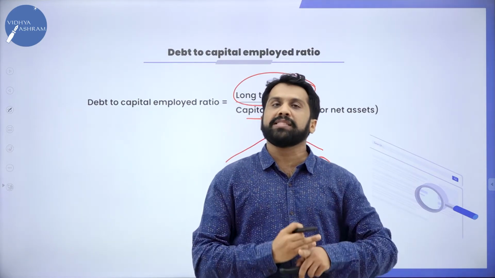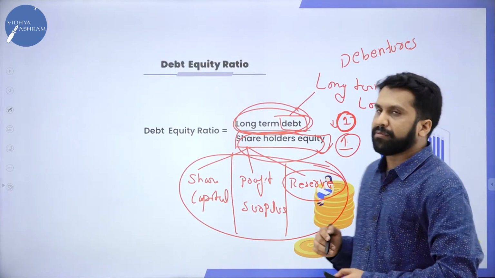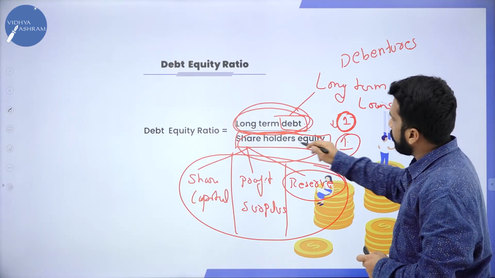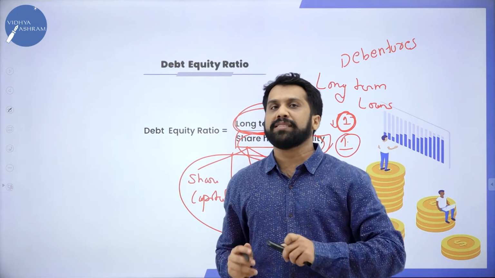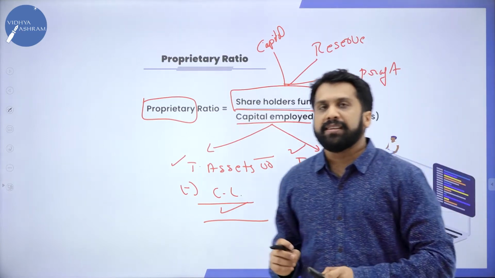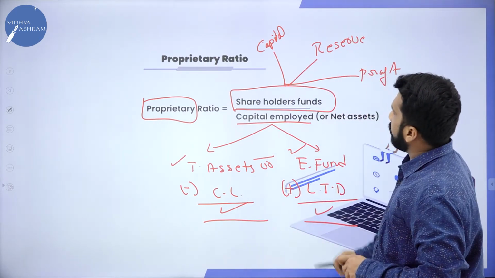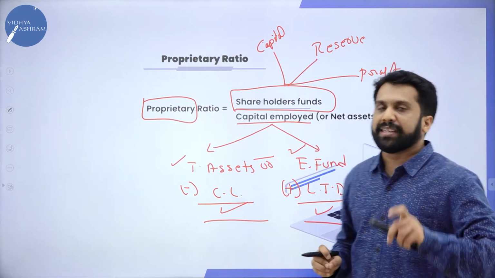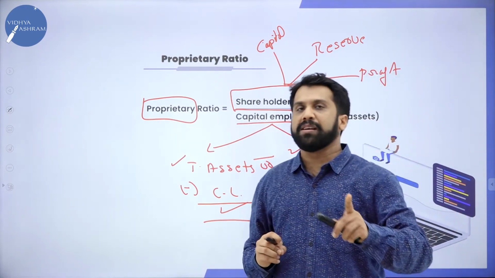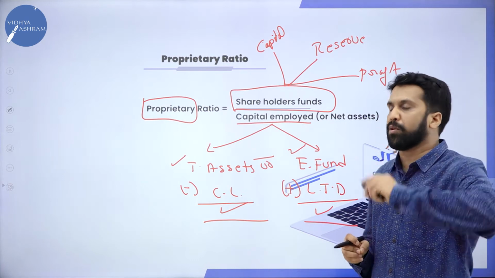Clear? Now, in today's session, we are learning 3 formulas. One is your debt equity ratio. Remember, in debt equity, your debt should be lesser than your shareholders equity. Then we can assume your company is in a good position. Next, second one, proprietary ratio. Proprietary means which belongs to owners. Now, in this, shareholders fund divided by capital employed. You know what is shareholders fund and you know what is capital employed. Write down all these working notes. It will be helpful while doing problems.